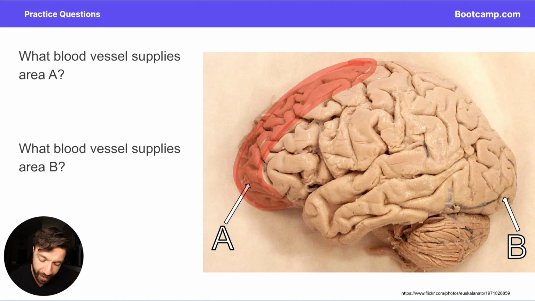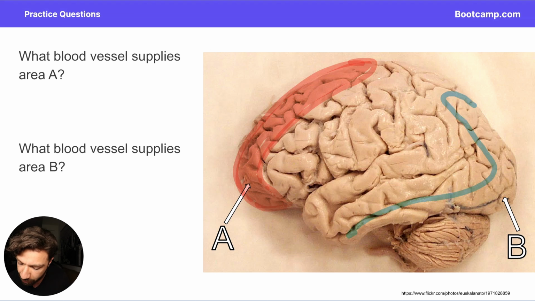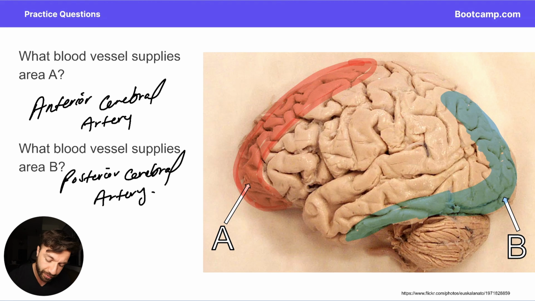And then we also have this area back here for area B. And considering that it's posterior, what artery do you think is going to be supplying that area? Well, it's going to be that posterior cerebral artery. So again, anterior cerebral artery supplies that anterior medial area. Posterior cerebral artery supplies this posterior medial as well as this inferior temporal area. And then that middle cerebral artery is going to supply that remainder.